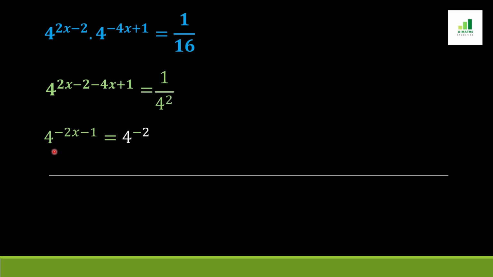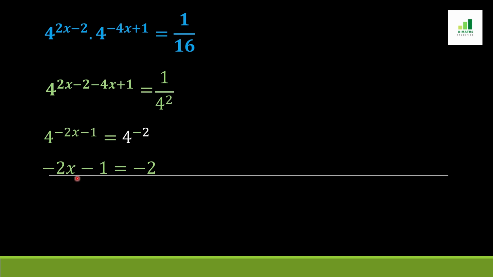Now here we will apply another basic rule of algebra, which is: if the bases are equal then the powers will also be equal. Then what will we get? We will get minus 2x minus 1 equal to minus 2. Now it looks a little bit simpler. So now we will simplify this equation.